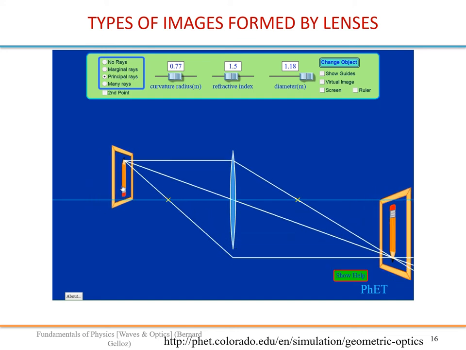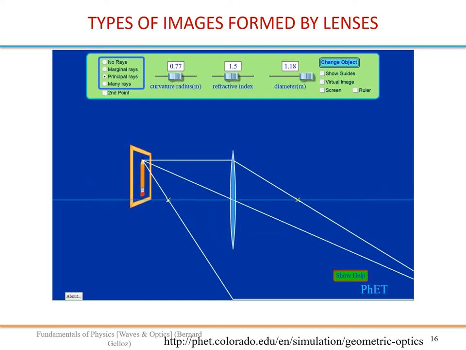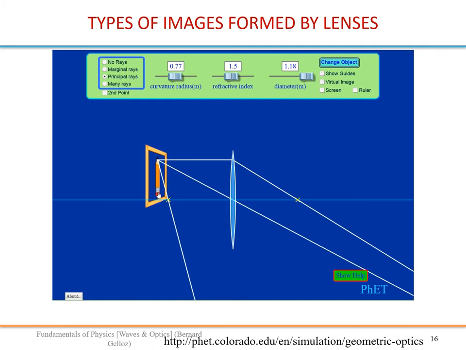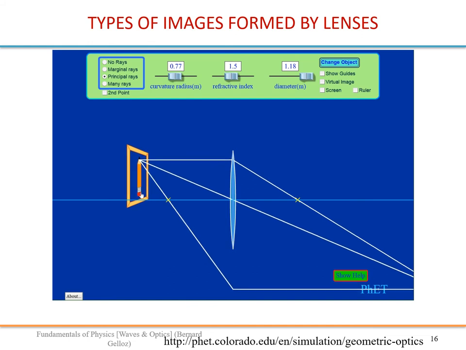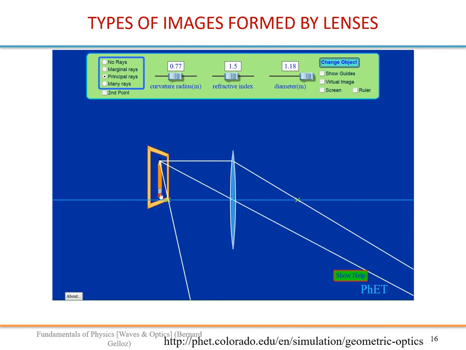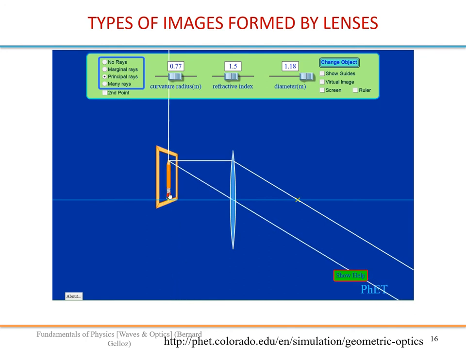Okay, so let's see what happens when the object gets closer to the focal point. For mirrors, we saw that something was happening for some types of mirrors, spherical mirrors. So let's see what happens. Now the image is very far away. When I am exactly at the focal point, you see that these rays are now parallel. So the image is somewhere very far away, at infinite distance. It is there, but at infinite distance.